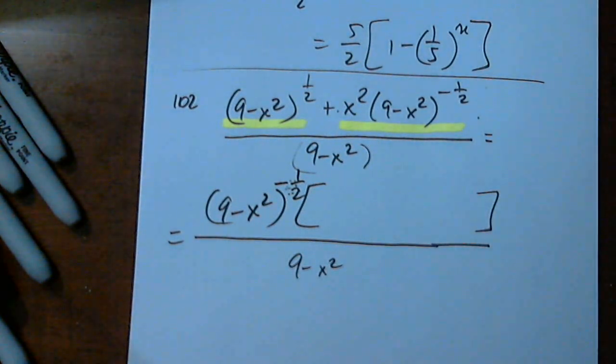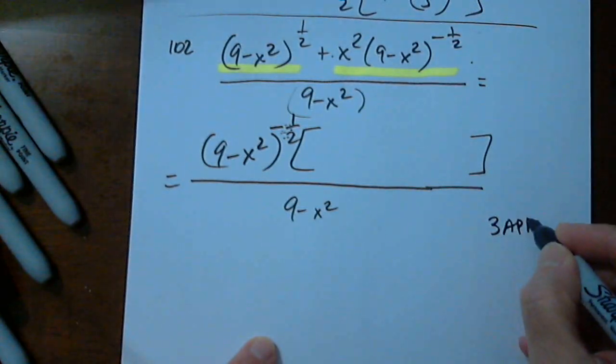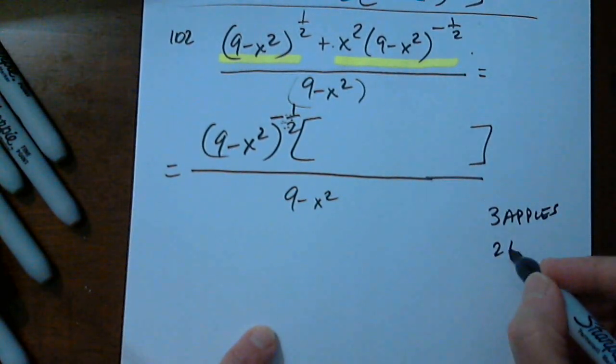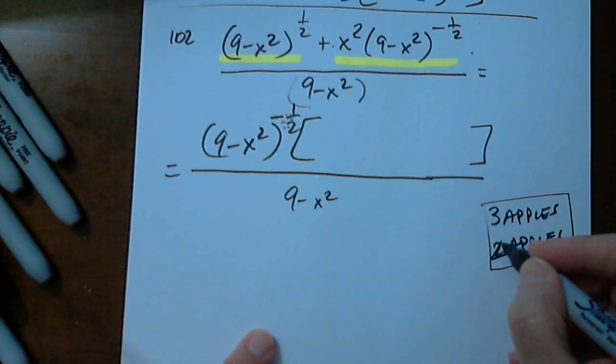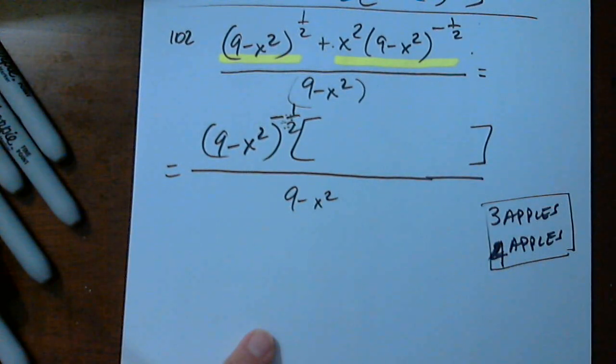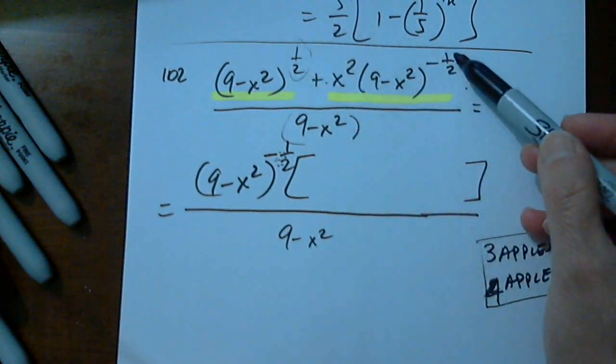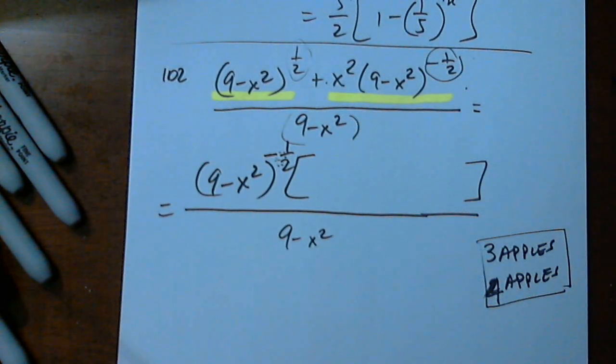So in other words, if I have 3 apples and Sophie has 2 apples, I can only factor out 2 apples. Is that clear? Always the smallest of the two. If Sophie has 4 and I have 3, then we have to factor out 3. So we look at these two powers and we decide which one is smaller, and that's what we pull out.